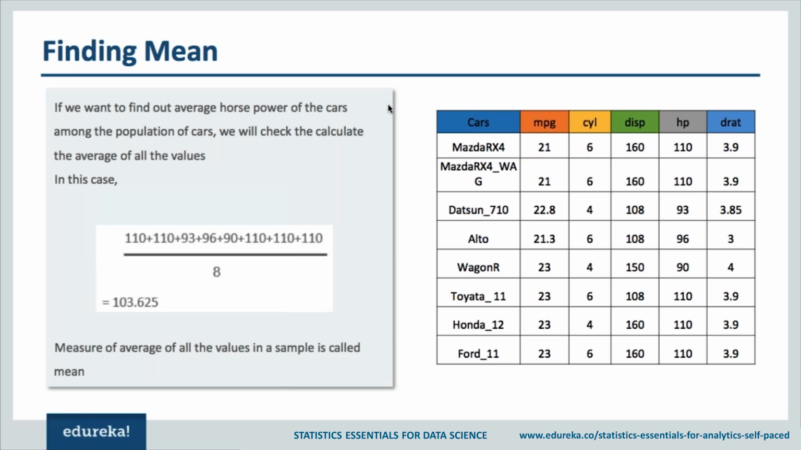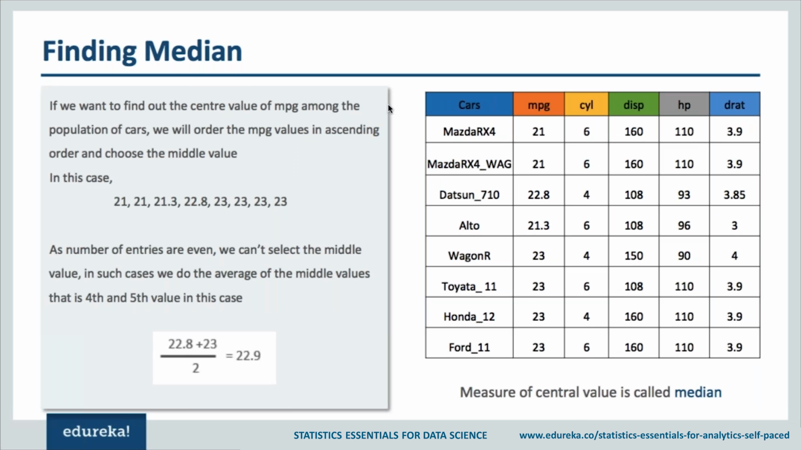If you want to find out the average horsepower of the cars among the population of the cars, in this case, we'll calculate the average, or you can say mean, of all the values of the horsepower. So we'll get the average value of the horsepower in the whole sample population. Then let's say we need to find out the center value of the miles per gallon among the population of the cars. How to get the central value? We can get the central value with the help of the median of the whole data set. If the number of entries is even, then we need to consider 2 entries. If it is odd, then we'll take the middle value. Okay, that's what they're doing here.